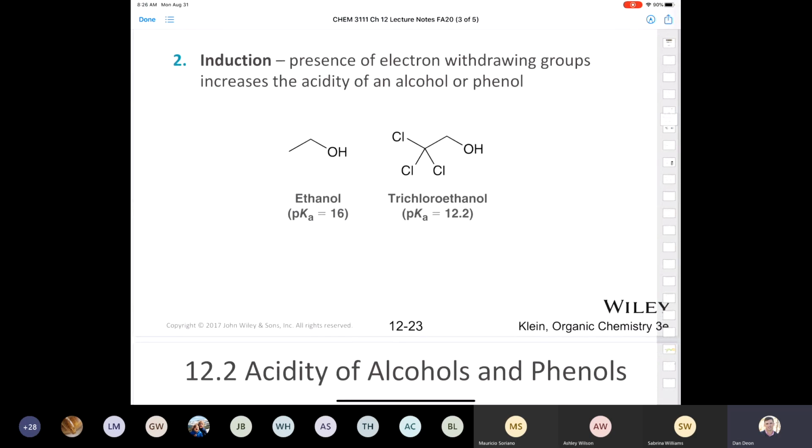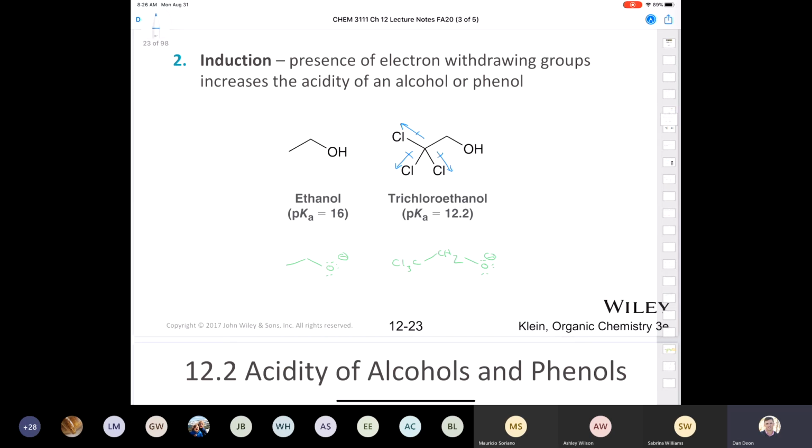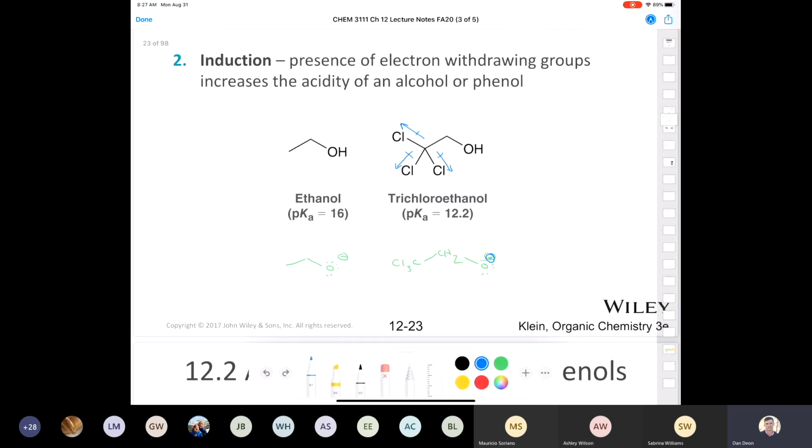What's the whole point of resonance? Finding a way to stabilize the conjugate base. The same thing applies with induction, okay? If we were to draw the conjugate base of ethanol, which is ethoxide, one of our chestnuts that we love so much, and then draw the conjugate base of trichloroethanol, which would be this, well, what do you know? You have an inductive effect by these three beautiful electronegative chlorine atoms that help to stabilize that negative charge on the alkoxide like that. Okay, so we've covered resonance and we've covered induction.